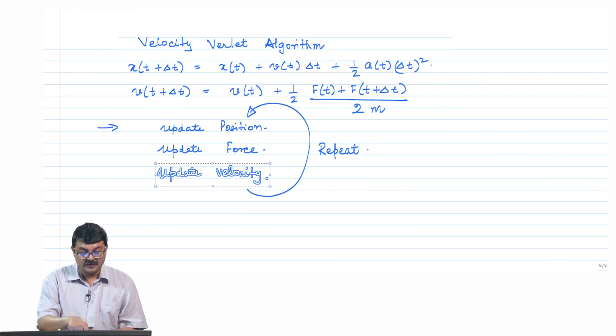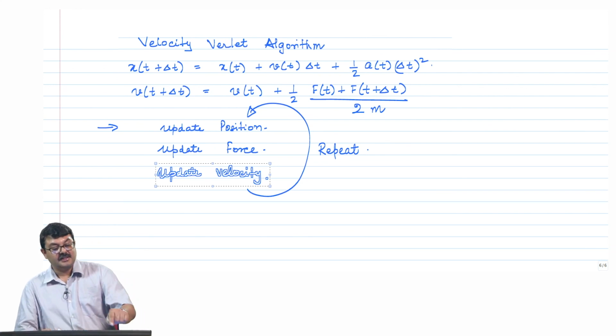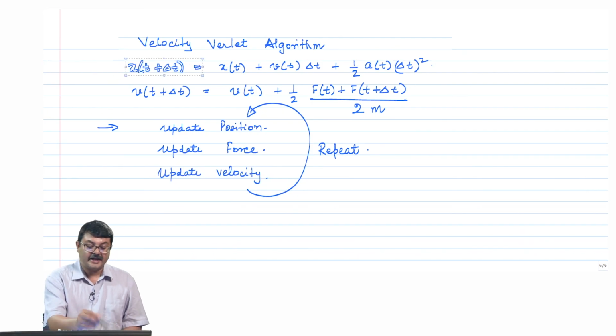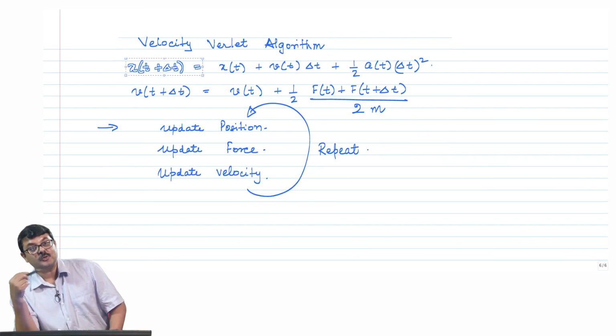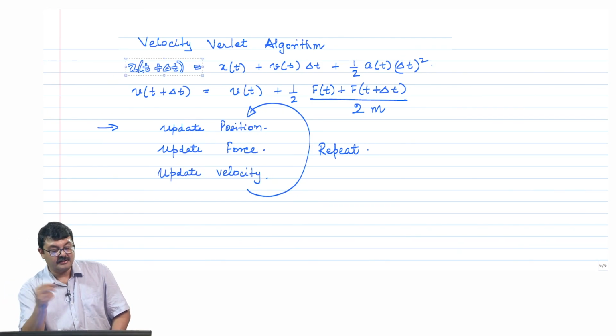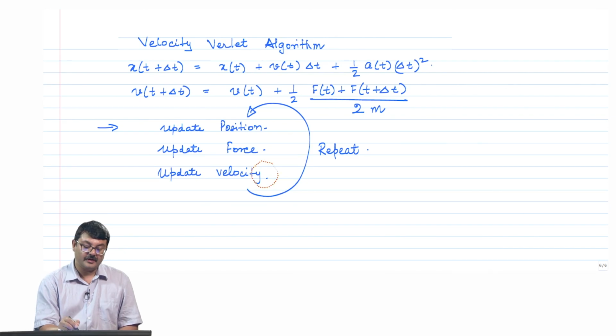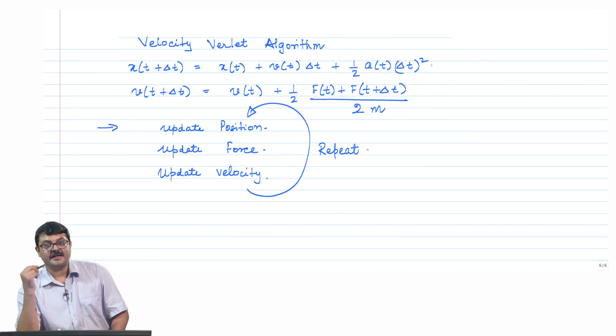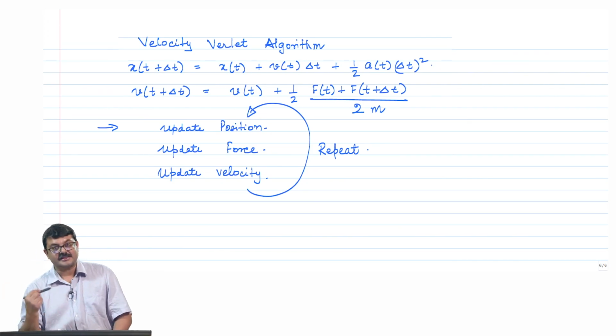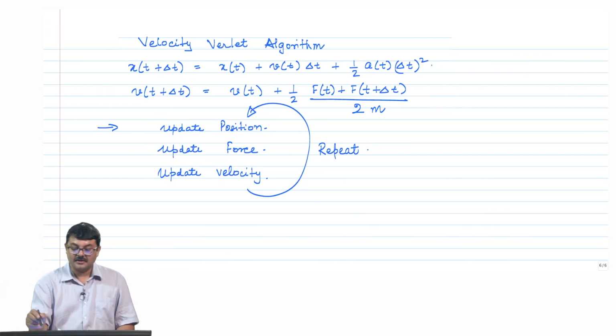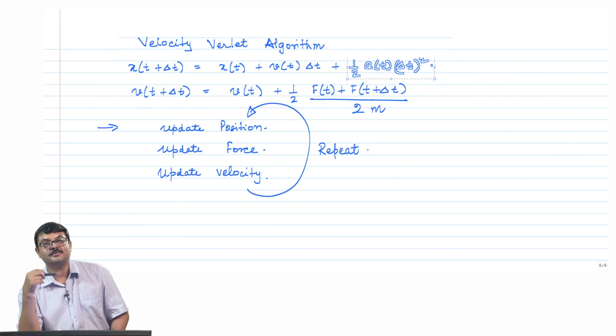So, if you keep on doing this, you have the position, the new position, the new force and the new velocity. With that you can calculate the position at time t+2Δt, then you calculate the force at time t+2Δt, and then you calculate the velocity at time t+2Δt. You have access to these three, and immediately you can go to this step and calculate the position at t+3Δt.